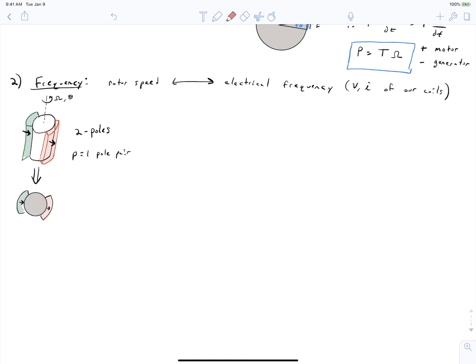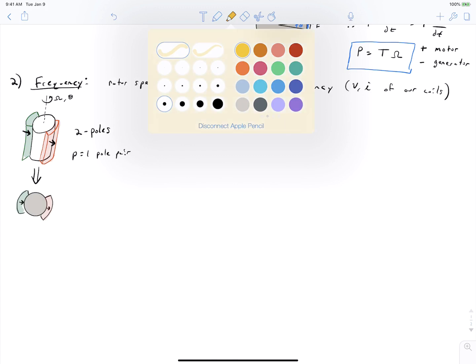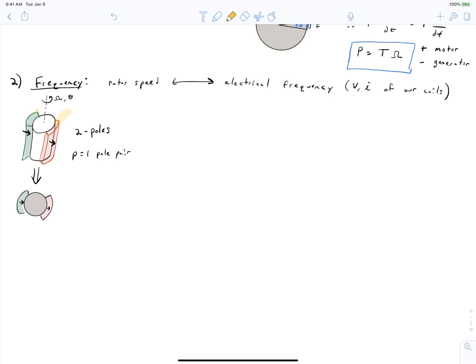That means that we have one pole pair. You can see that this is two poles because, well, you can count them. We have one pole over here, and a second pole over there. That's two poles, or one pair of poles, because magnetic poles always come in pairs. The task at hand is to determine how to relate the mechanical speed of our shaft to the frequencies that we will observe in a coil.